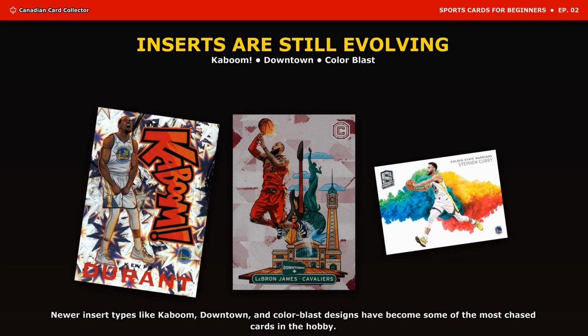Inserts continue to evolve today. We've been speaking a lot about parallels, but inserts from the 90s really paved the way for inserts today. Some popular ones that you will see basically everywhere you go are Kabooms, Downtowns, and Color Blasts. These are all over for different sports as well. I'm showing 3 basketball examples, but you'll find these in soccer, football, and even unlicensed baseball.